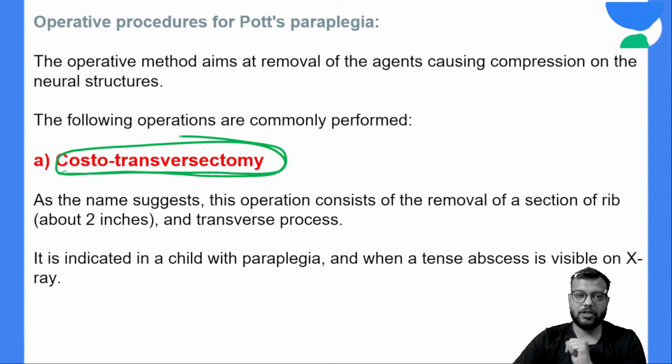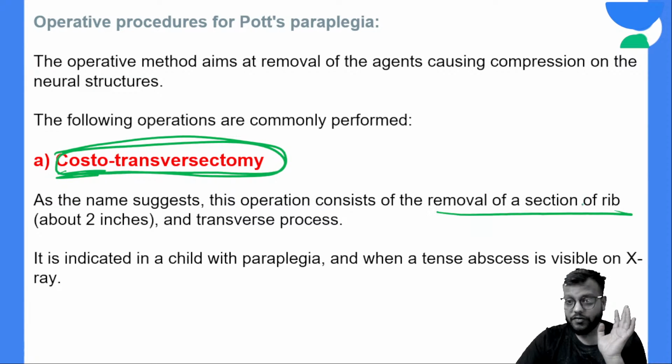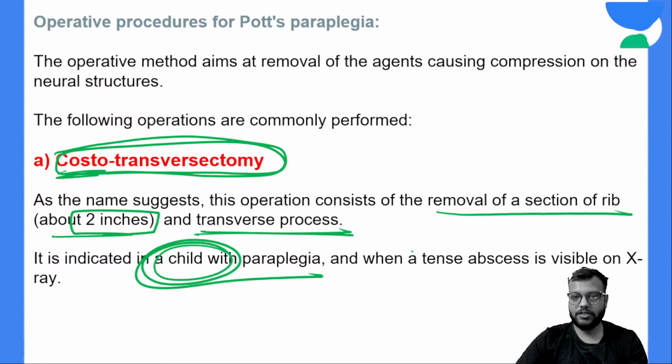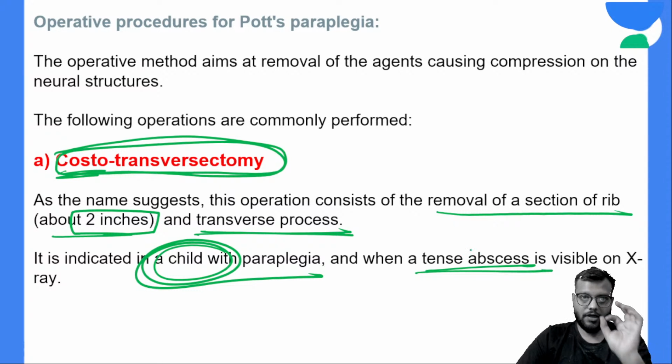Okay, so the operative procedures जो होते हैं, the first that we'll read about is the costotransversectomy. So नाम से पता चल रहा है, costo means rib, so there will be removal of a section of rib of around 2 inches with the transverse process. So it is generally indicated in a child with paraplegia, and you can see a tense abscess in the x-ray.